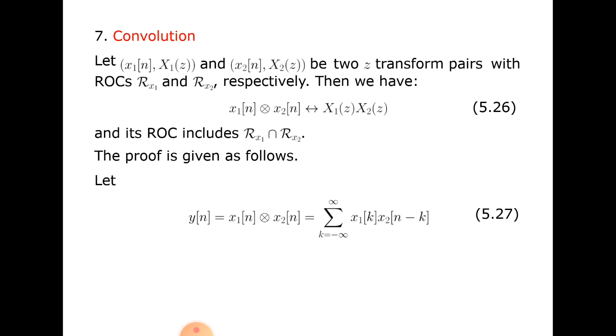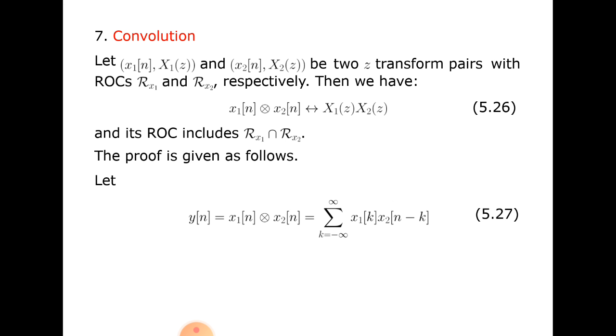So the next property is the convolution property. Let x1[n] with X1(z) and x2[n] with X2(z) be the z transform pairs with ROC Rx1 and Rx2 respectively. Then we have x1[n] convolved with x2[n] lies between X1(z) into X2(z), and its ROC includes the intersection of Rx1 and Rx2.